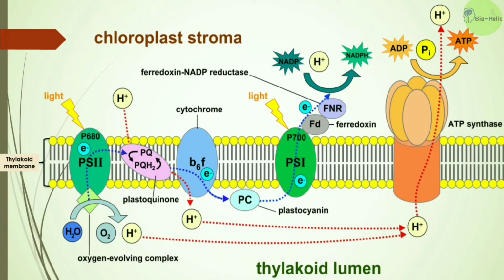Here again the light reaction pathway is depicted, where you can see both NADPH and ATP are synthesized in the stroma, as the FNR or ferredoxin NADP plus reductase is present on the outer surface of the thylakoid membrane at the side of the stroma.